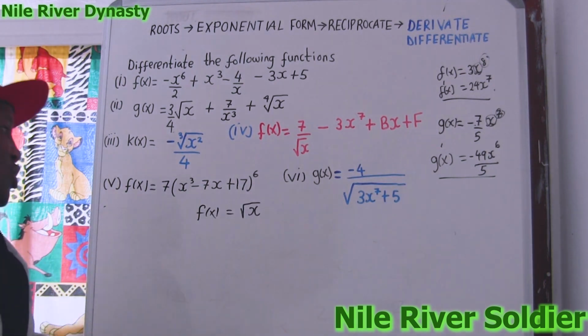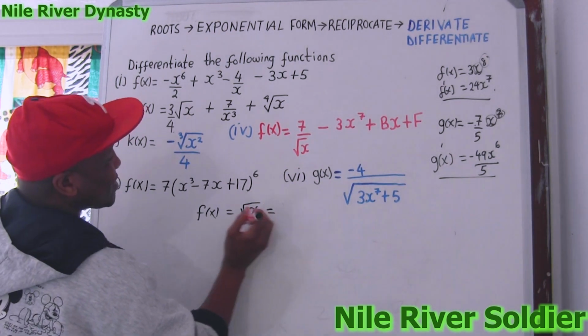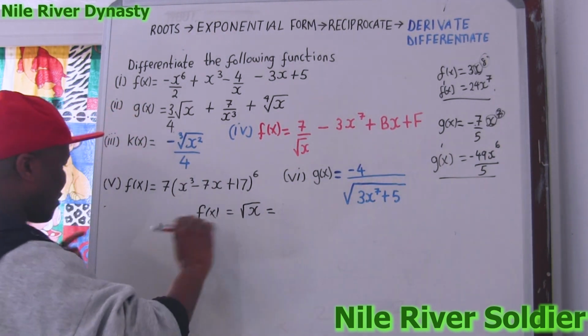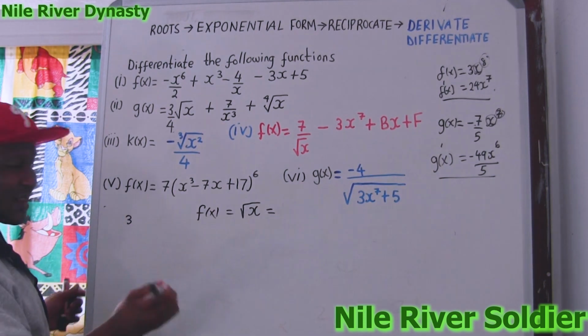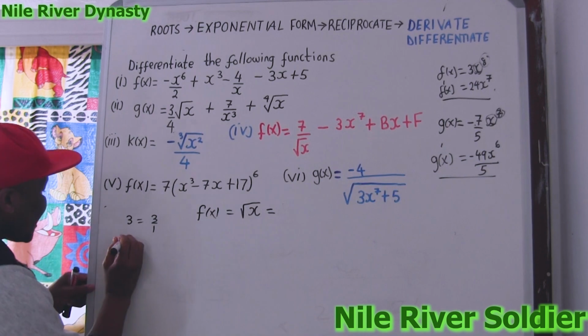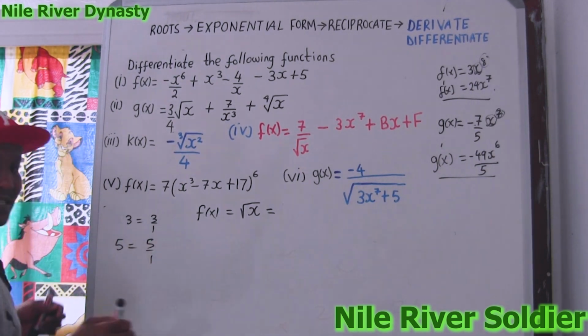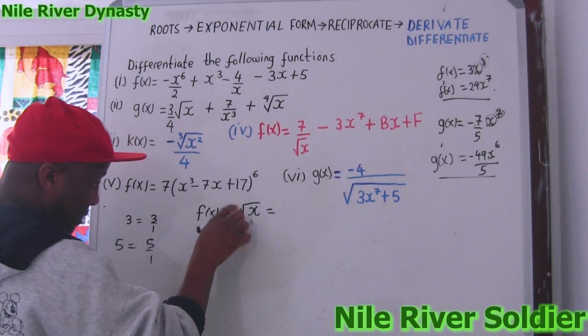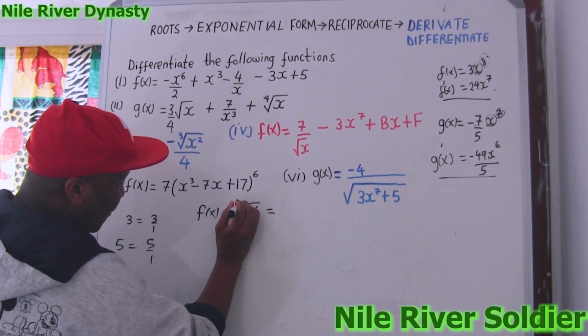So how are you going to change to exponential? Look, if somebody gives stuff like this, meaning there's no number here, we know automatically. If somebody says 3, what is 3? 3 means 3 over 1, because 3 over 1 is still equal to 3. If somebody says 5, it's 5 over 1, it's the same thing. You know what I'm saying? So if there's no number here, automatically there's a 2 over 1.